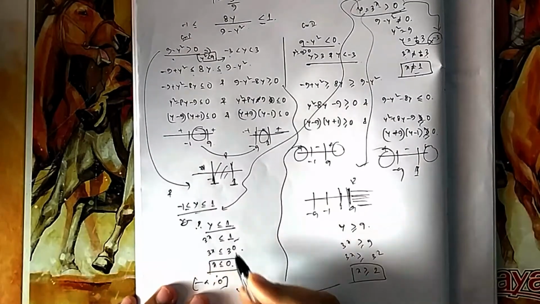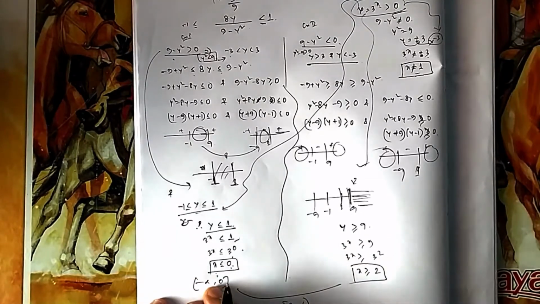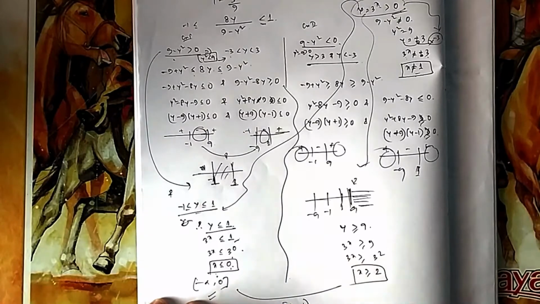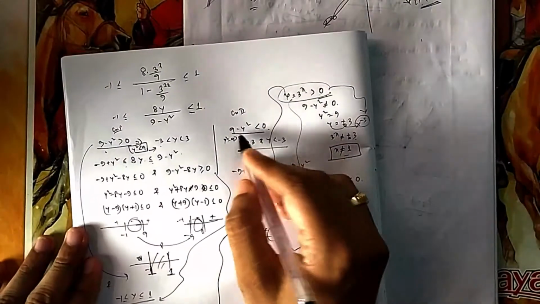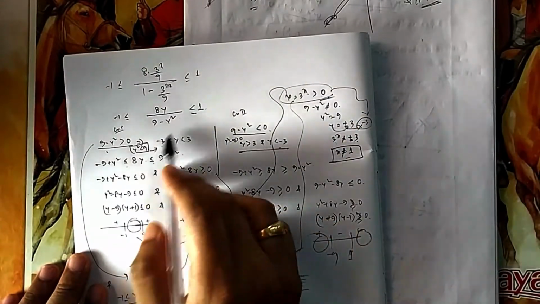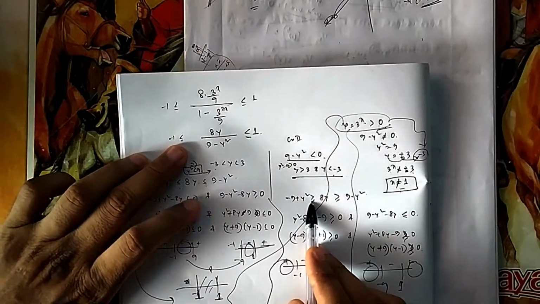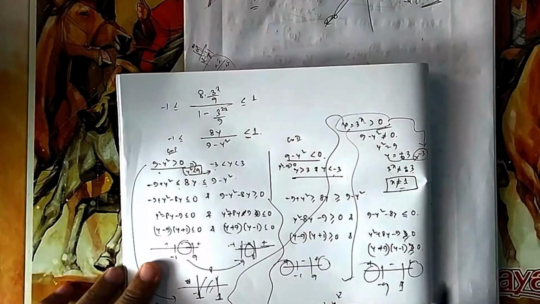So 3 to the power x is less than or equal to 1, so x should be less than or equal to 0. From here you got one range of x, that can be equal to 0. Another case was this was less than 0, that means either y should be greater than 3 or y should be less than 3. If it is less than 0, then if you take the product it will change. So less than equal to becomes greater than equal to.